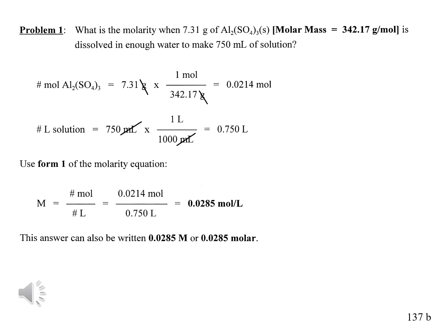In order to plug in for molarity, you have to convert the grams to moles by dividing by the molar mass, and you have to convert the milliliters to liters by dividing by 1,000. And if you plug those numbers in, you get 0.0285 moles per liter, which chemists usually write with a capital M for molar.